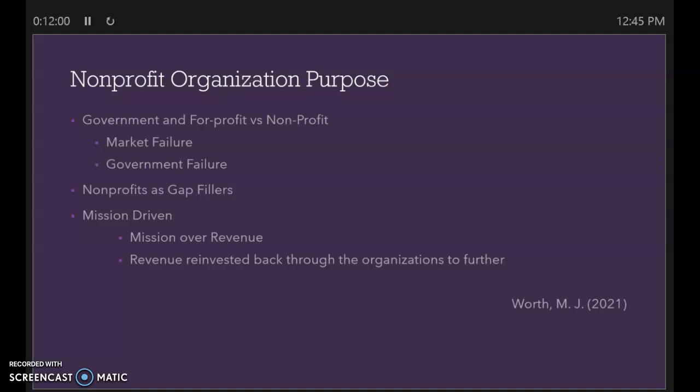So what is a nonprofit? How did they come to be? They are very different and distinct from government and for-profit sectors.